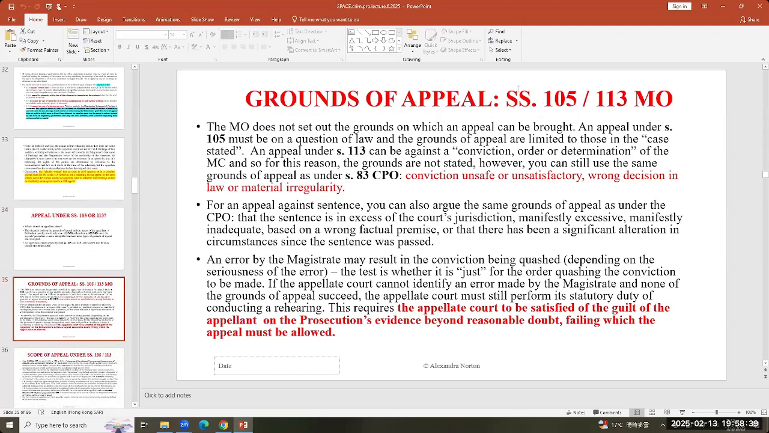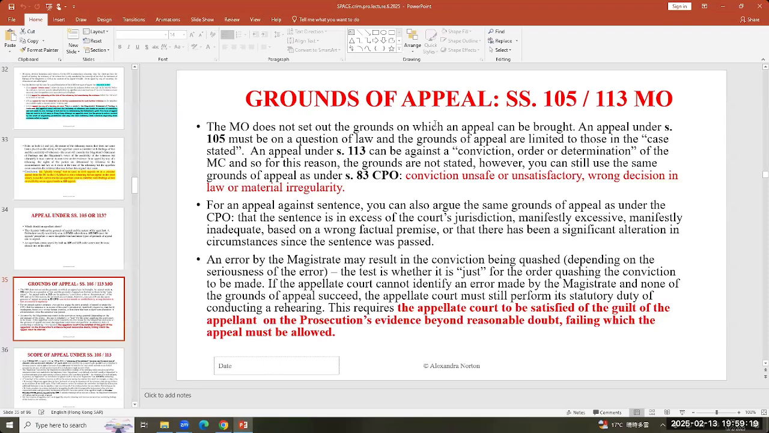If you look at these provisions, which you should, you'll see that the Magistrates Ordinance doesn't set out the grounds on which you can appeal, other than saying under 105 it has to be a question of law or outside of the jurisdiction, and 113 just talks about appealing against a conviction, order, or determination. So the grounds are not specified in the Magistrates Ordinance, but generally you use similar grounds to those under the Criminal Procedure Ordinance, whether you're appealing against conviction or against sentence.